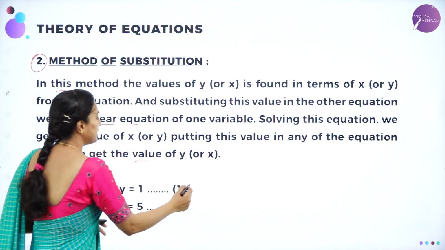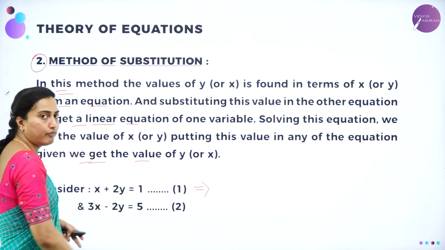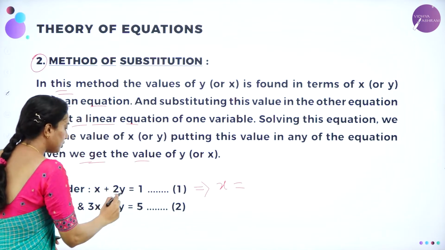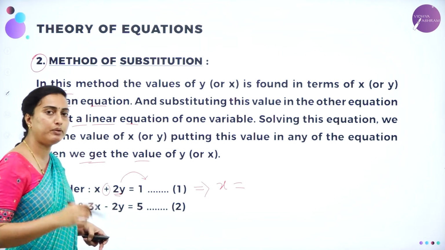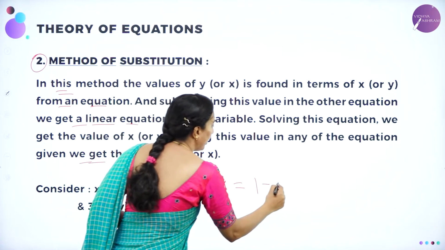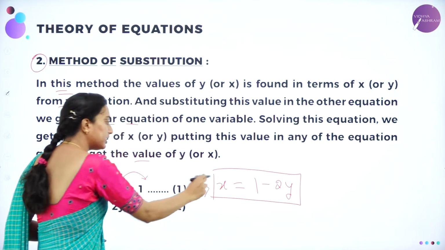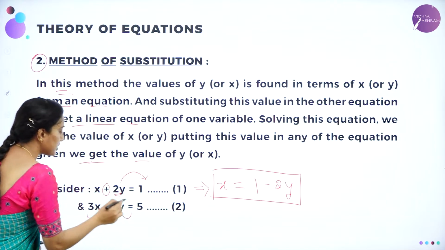Let me take the first equation as like this. I am converting here x in terms of y, that is, x can be written as, see, if plus 2y comes to that side, it will become minus 2y. So 1 here already having 1 minus 2y. Now keep this as it is. Now substitute this x is equal to 1 minus 2y in the equation 2.